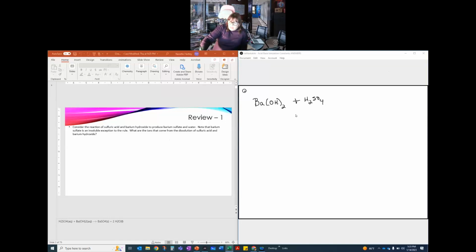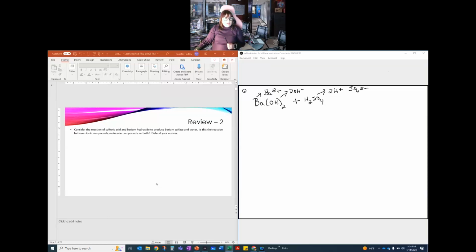So eventually we're going to be balancing this, but I asked, what ions do I get from this when this goes into solution? So when these things come apart, both of which are ionic, I'm going to get a Ba2+ and 2 OH-, and I'm going to get 2 H+ and an SO4 2-. So those are the ions that I'm going to get out of this particular solution. So that's the first question. Awesome. Let's look at 2.